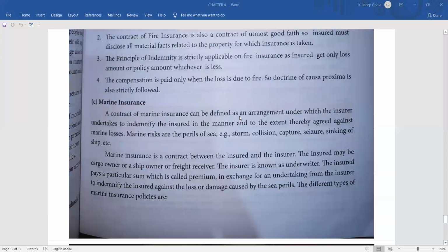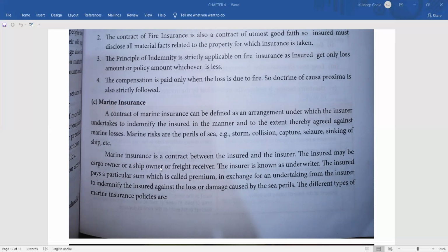Then coming to the third, that is marine insurance. A contract of marine insurance is defined as an agreement under which the insurer undertakes to indemnify the insured in the manner and to the extent thereby agreed against marine losses. Marine laws में समुद्र की तरफ से अगर सामान लाना होता है तो उसके लिए मरीन इंश्योरेंस किया जाता है, समुद्र के रास्ते से, क्योंकि कुछ भी हो सकता है, देखो तूफान आ सकता है, there can be a collision, there can be a storm, due to anything the ship might be sinking.